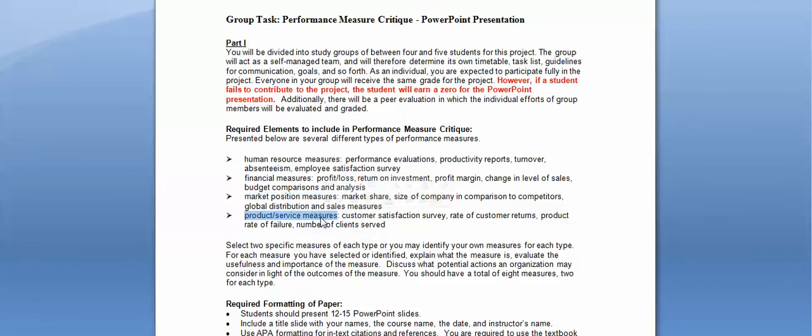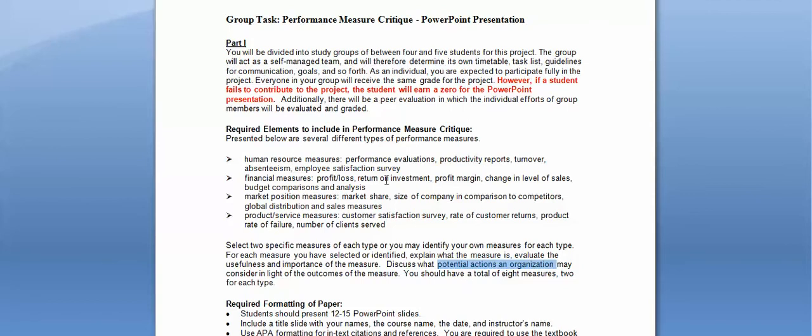You're going to identify each of those, and here's what you need to do for each of those measurements that you are selecting. You need to explain clearly what the measure is, evaluate and explain what is the usefulness and the importance of the measure, and then discuss what might an organization do from an action perspective. What actions might an organization take in light of the outcomes of the measure? Let me give you an example because you'll have a total of 8 measures, 2 for each type.